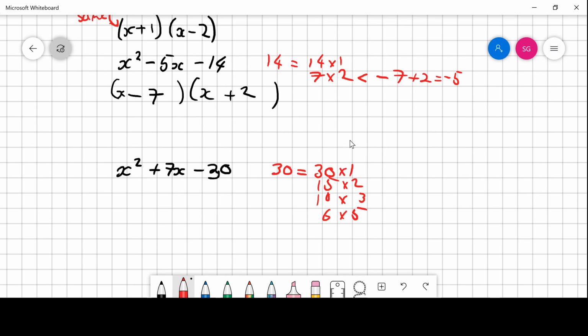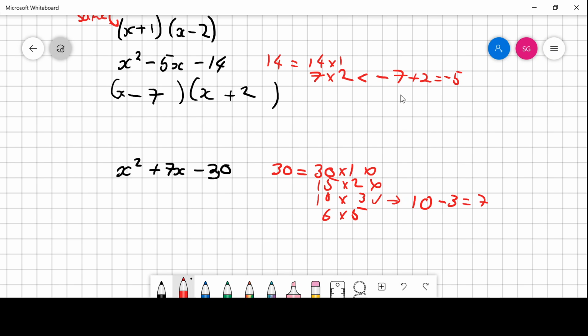So we've got our factors of 30. Now we need two numbers that when subtracted from one another give us 7. So 30 minus 1 is 29. Nope, not that one. 15 minus 2, that's 13. Nope, not that one. 10 minus 3, yep, that's the one. So are we getting a negative or a positive? Getting a positive final value, so we know it's going to be 10 minus 3 equals 7.